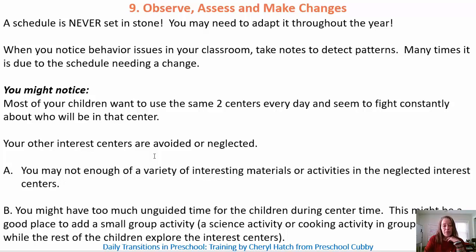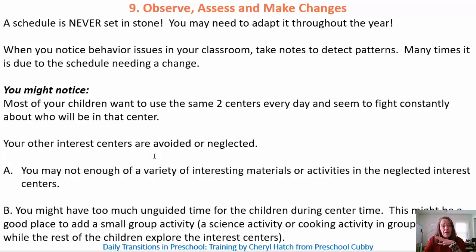So you might notice that most of your children want to use the same 2 centers every single day, and they fight constantly about who's going to be in that center, because maybe it's one of those centers like, we don't usually limit how many children can be in a center, but some of them we have to, just because of the materials available, like the sand table. We would have a limit of 4, sometimes 5, but we would tell them that that's how many children can be there. But maybe they're all hammering and fighting to get at that center.